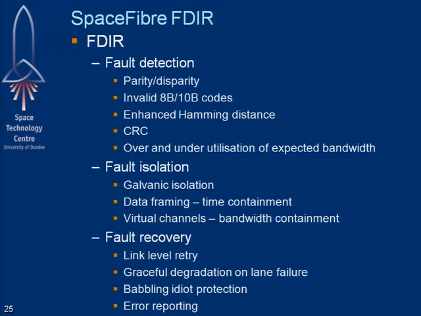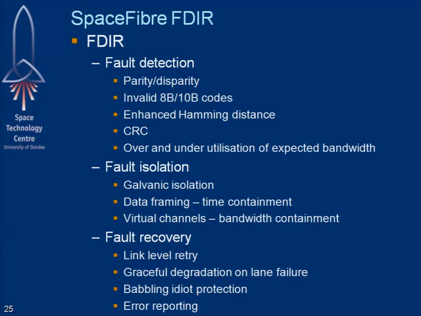Isolation, well, at the physical level, we provide galvanic isolation. So a DC voltage will not propagate through the system and damage something at the far end of the link. We use data framing for containment, so we're chopping information up into frames and containing errors within those frames.